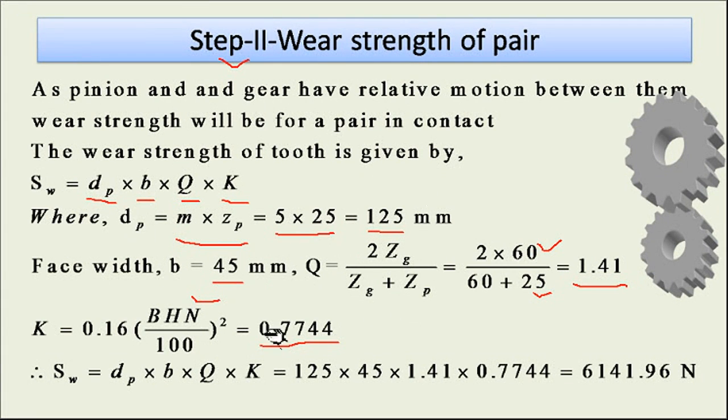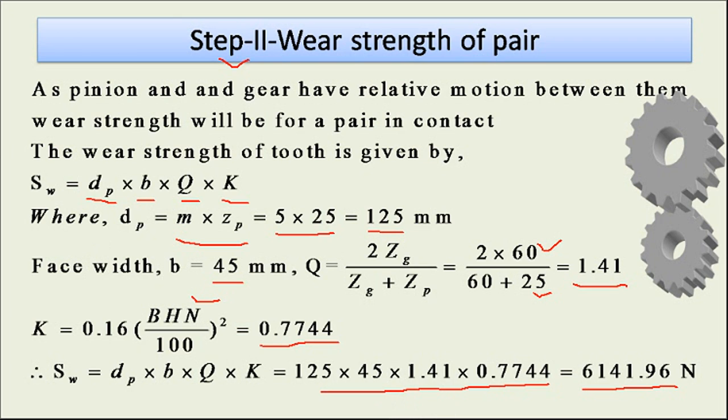Once we get all these values, now we have to put them into this wear strength equation. So dP, B, Q, K, these values we put here: 125, 45, 1.41 and 0.7744. Multiplying these all, you will get 6141.96 Newton as the value of the wear strength.